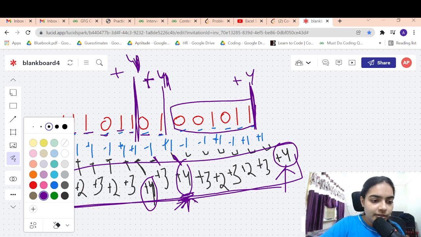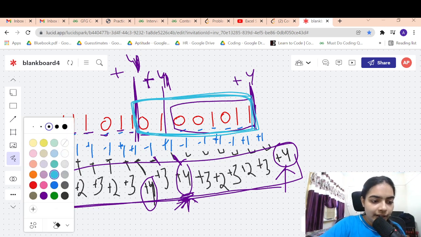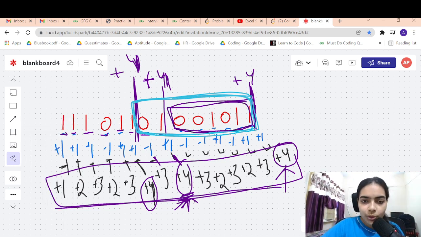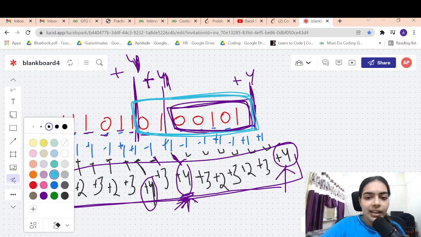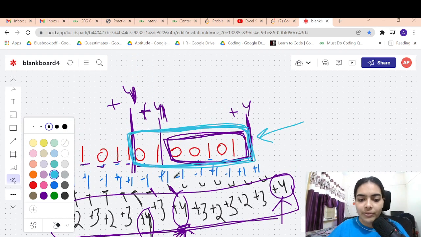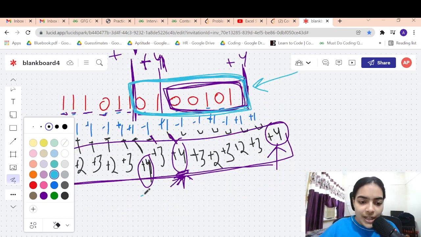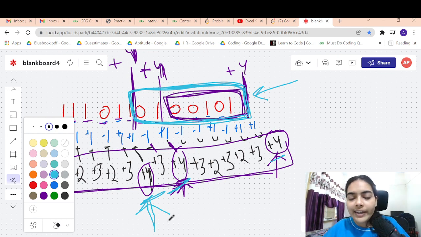Now this segment is better. This segment is better than this segment. So see the light blue and the dark blue segments. The light blue segment has more length than the dark blue segment, so this segment is giving me a better length. Why is it giving me a better length? Because I saw a +4 before here compared to the +4 that I am seeing here. So I should keep the +4 that I saw earliest.